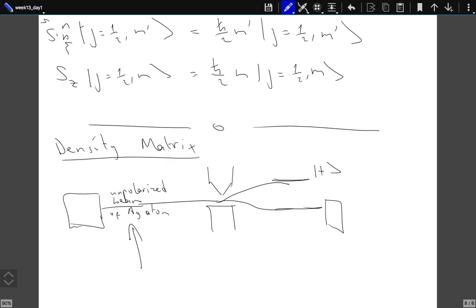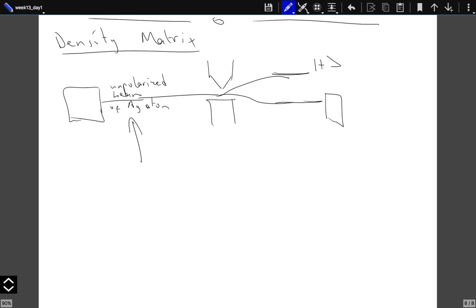Now let's try to describe that unpolarized beam of silver atoms. Now the problem with this unpolarized beam of silver atoms, for example, what does unpolarized mean? When we are doing optics, what does unpolarized light mean?